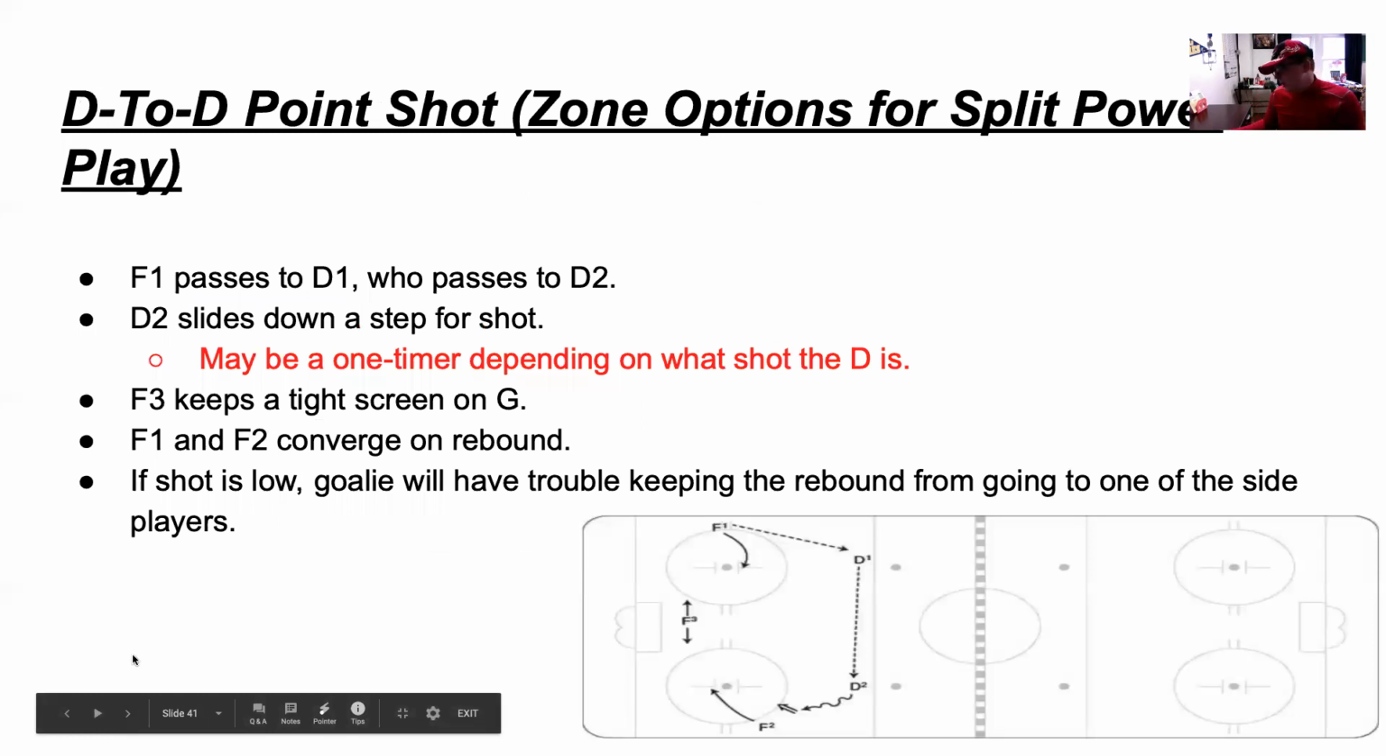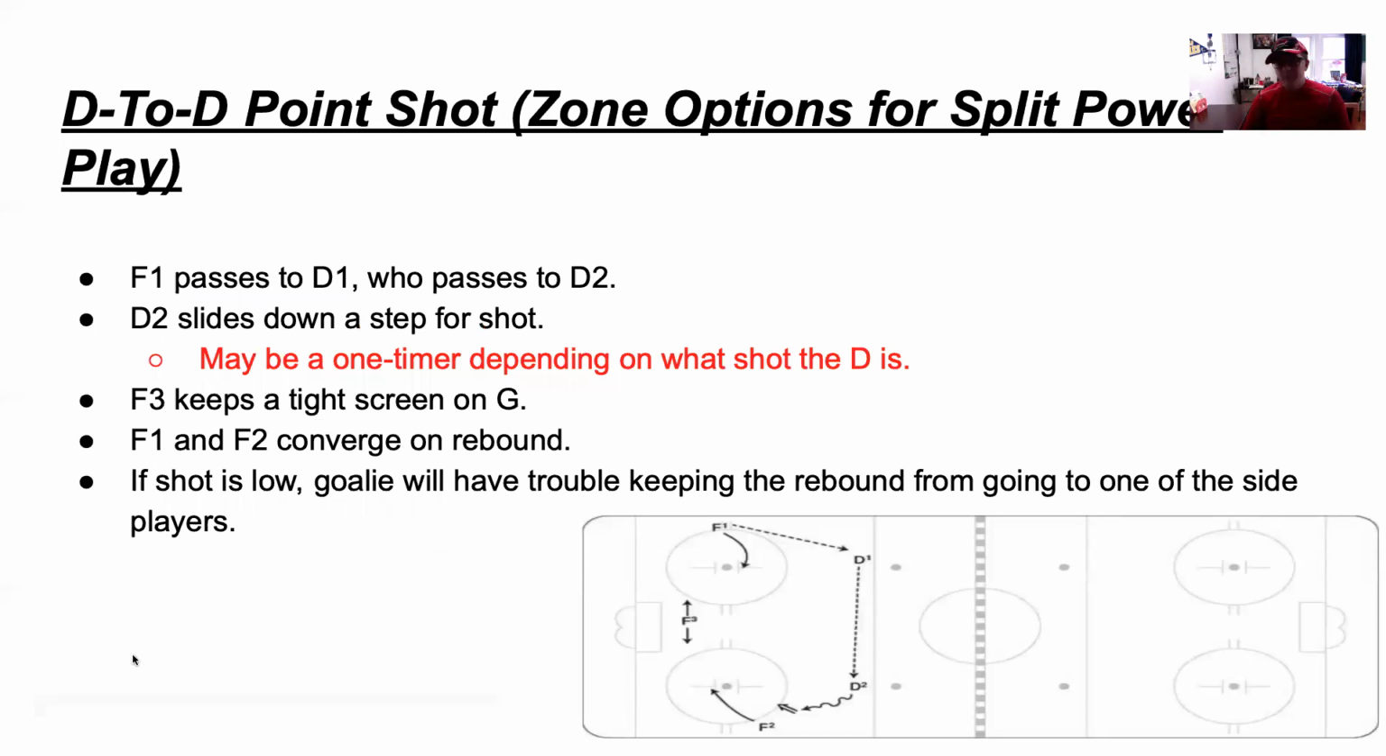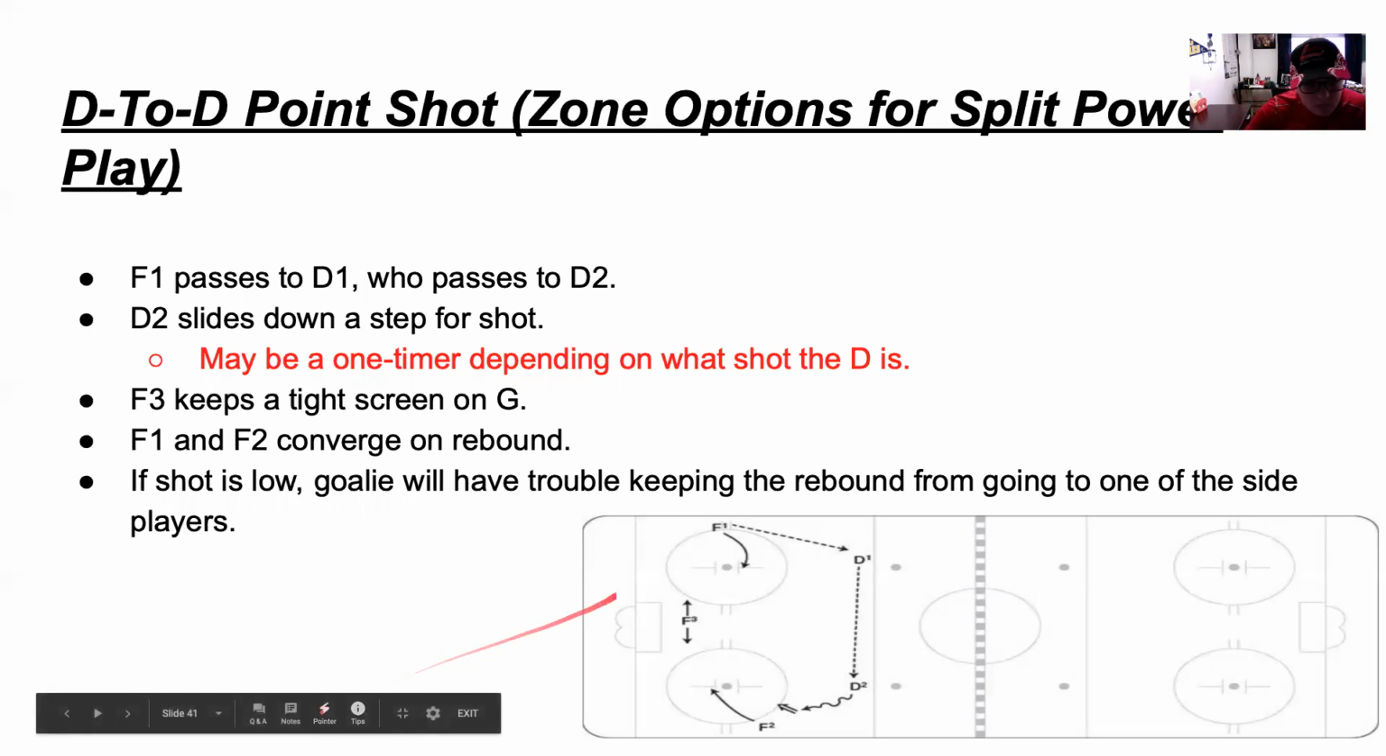Okay, and with this, the D to D point shot. So F1 passes to D1, who passes to D2. D2 slides down a step for the shot, and this may be a one-timer depending on what the D is, so like we talked about, the righty or the lefty. F3 keeps a tight screen on the goalie, which is the net man. F1 and F2 converge on the rebound. If the shot is low, the goalie will have trouble seeing the rebound going from one side of the players to the other, okay?